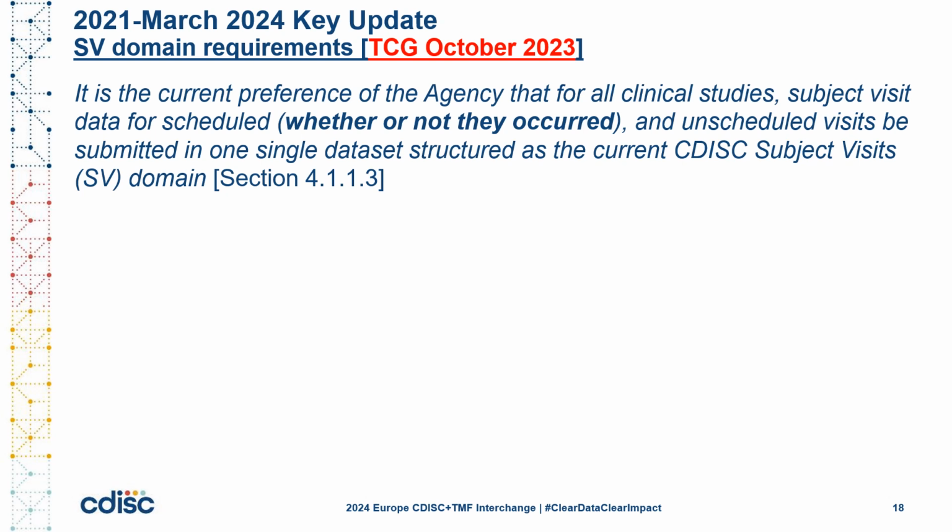With the October 2023 version of the guidance, the FDA clarified how they want to see planned visits mapped into the subject visits domain. So essentially, the requirement is to map both occurred and non-occurred visits to the subject visits domain, and to do it right now, even if you are not using version 3.4 of the SDTM guidance, where the scope of SV was clarified.